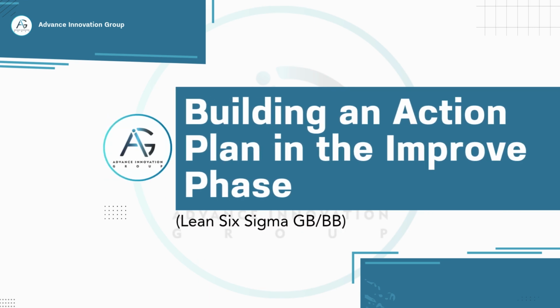Welcome! In this session, we'll learn how to build an effective action plan during the Improve phase of Lean Six Sigma. This is where we turn solutions into real-world results. A clear action plan helps assign tasks, set deadlines, and ensure accountability, so improvements are implemented smoothly and sustainably.